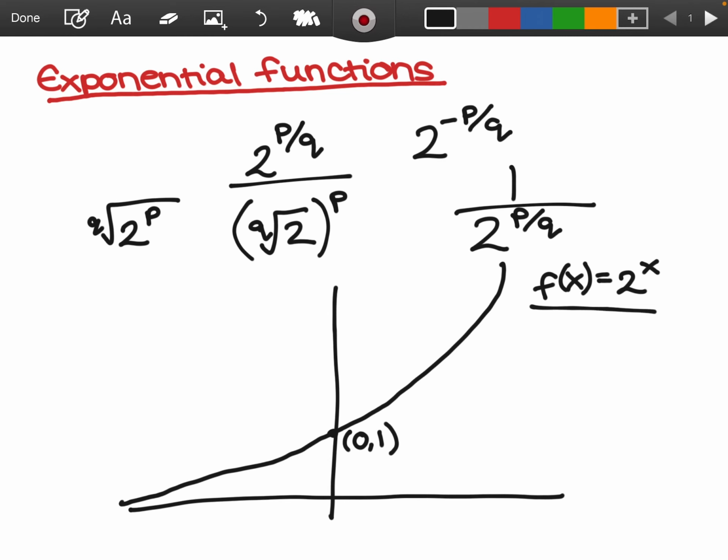If I plugged in x is equal to 0, anything to the power 0 apart from 0 itself, any number to the power 0 is just 1. So we know that it must go through the point 0, 1.